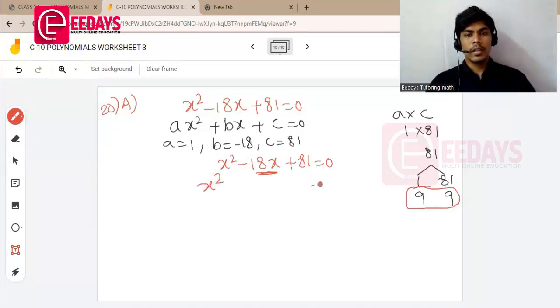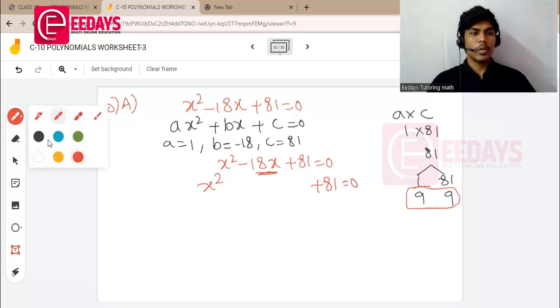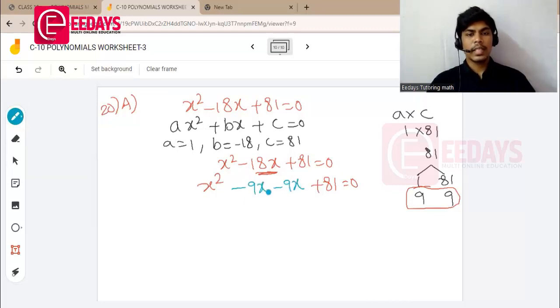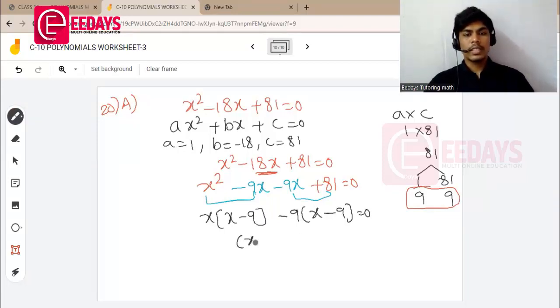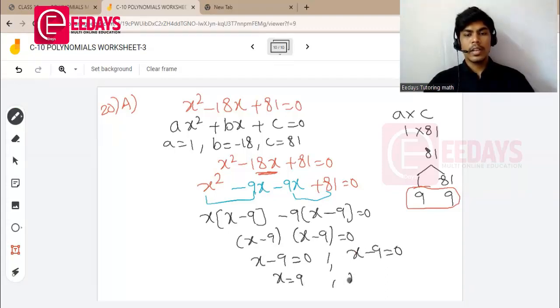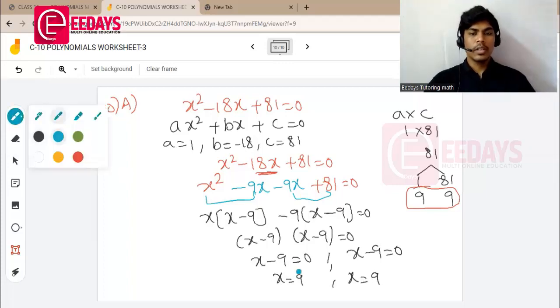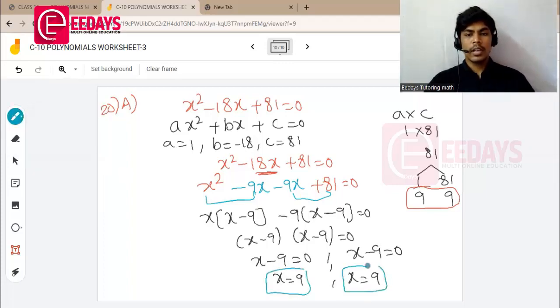Okay, x square. I already explained how to do the process. Minus 18x we can split like this: minus 9x, minus 9x. You take common from these two and these two. So x is common here, x minus 9, and minus 9 is common here, x minus 9. Let us take x minus 9 as common, and you are left with x minus 9 equal to 0. So x minus 9 is equal to 0, and x minus 9 is equal to 0. X is equal to 9, and x is equal to 9.